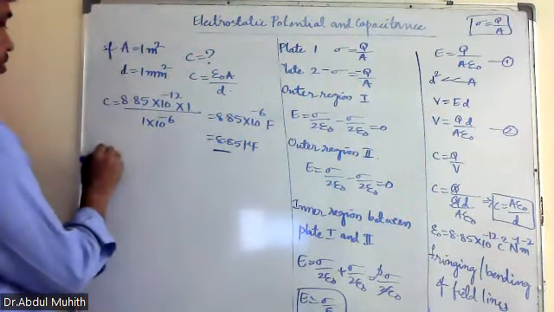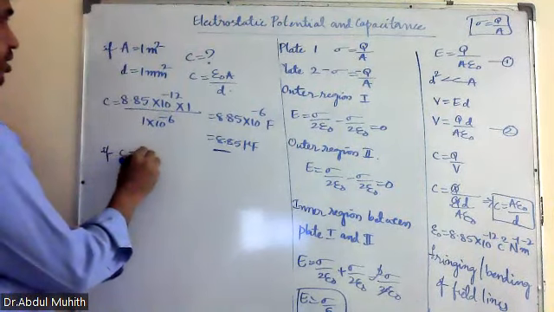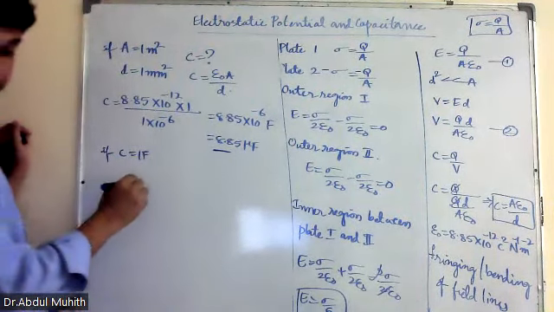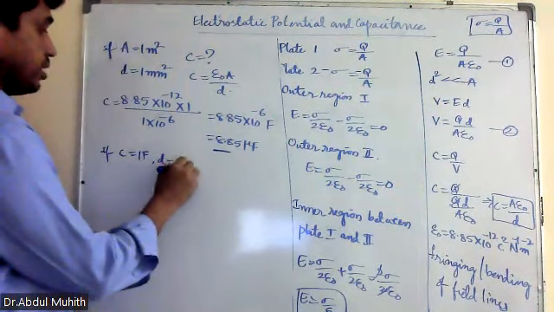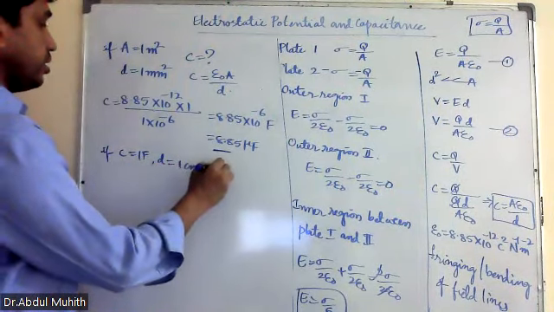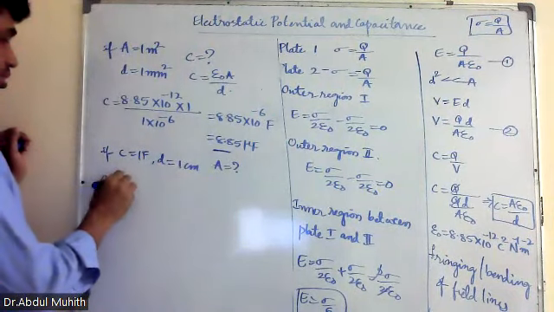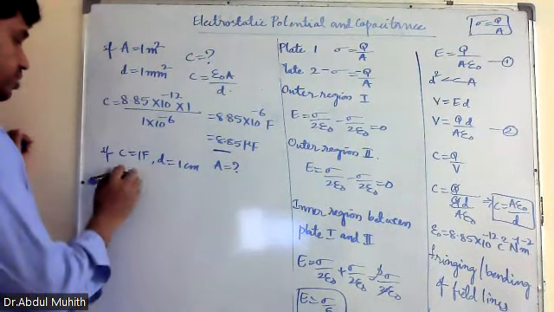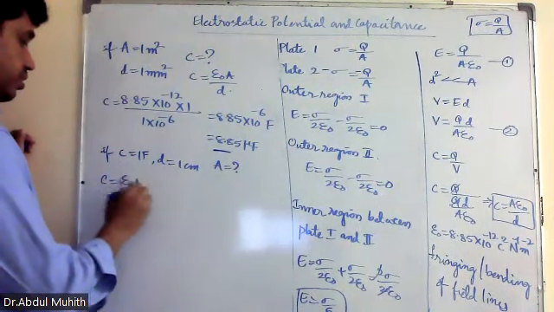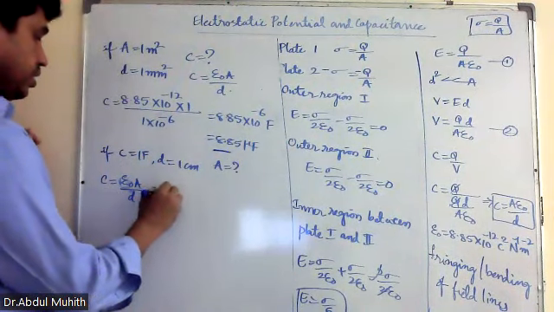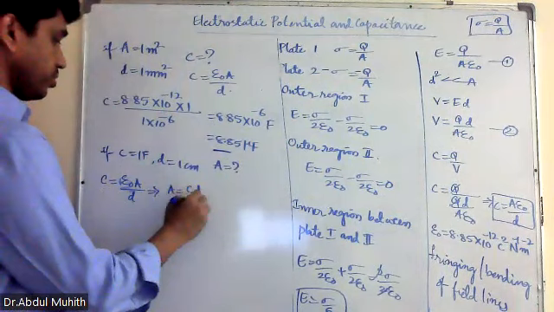The second question is, if C is equal to 1 farad and D is equal to 1 centimeter, what would be the area of the plate? We'll solve this question. The formula is C is equal to epsilon naught A by D. Then A is equal to C into D by epsilon naught.